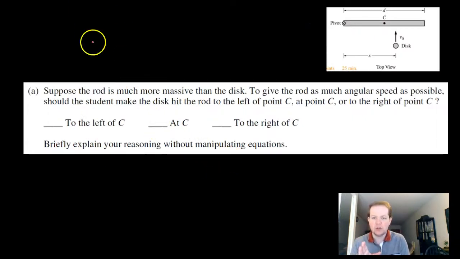Question 1. Suppose the rod is much more massive than the disc. Okay, so this rod has a lot of mass. It has a lot of inertia.